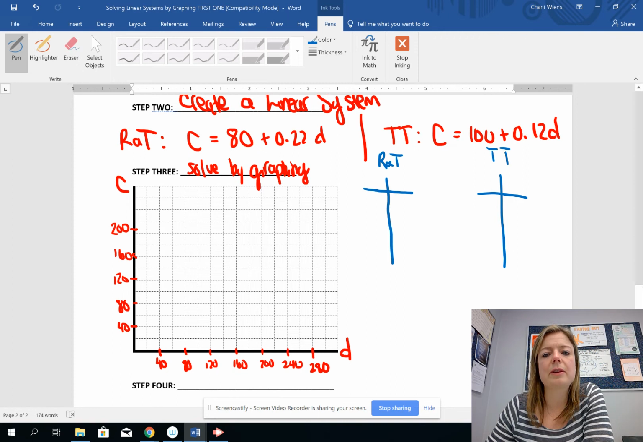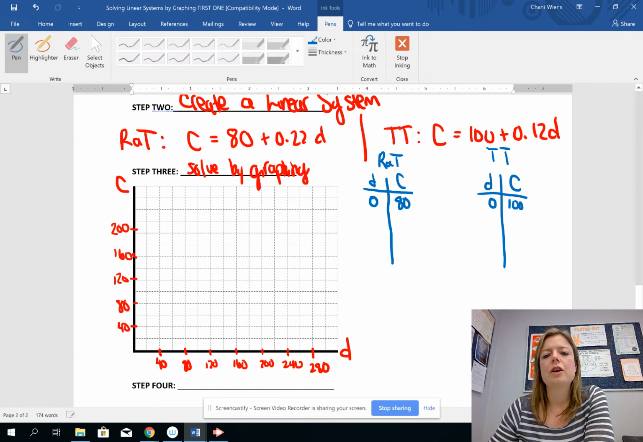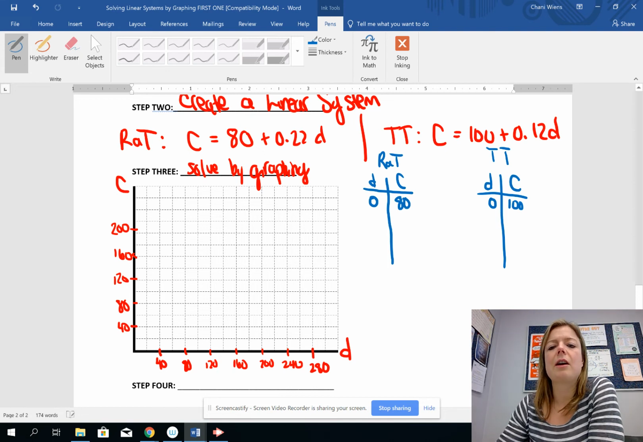Now, one of them is going to, so we'll have D and C. You put your independent variable first, your distance, and then your dependent variable second. We want to start at a distance of 0 kilometers. At 0 kilometers, the cost for Rent-A-Truck is 80, and the cost for Tony's Trucks is 100. Notice at this point, the cost of Rent-A-Truck is less than the cost of Tony's Trucks.